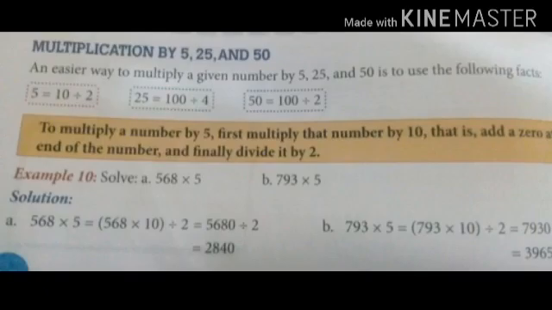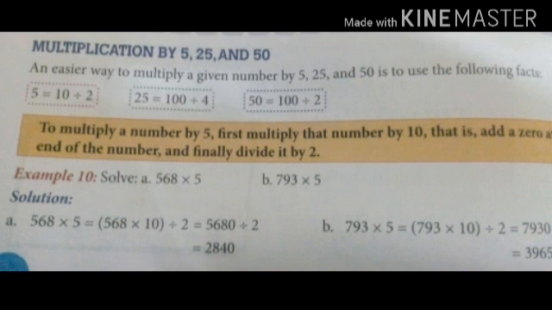We are learning multiplication by 5, 25 and 50. Multiplication by 5 has an easier way. When 5 is given, we multiply the given number by 10 and finally divide by 2. Example: solve 568 into 5. When 5 is given, we multiply with 10 and divide by 2. So 568 multiplied with 10 gives 5680, divided by 2 is equal to 2840.